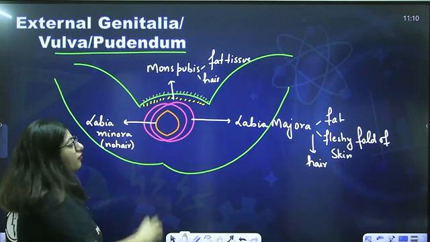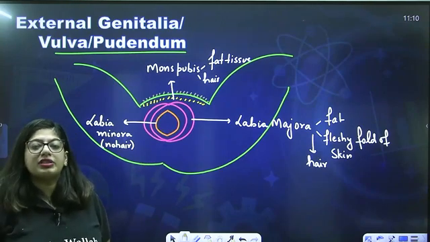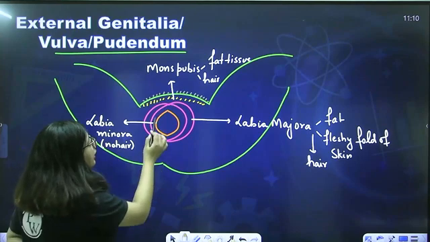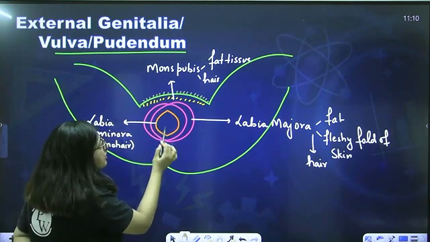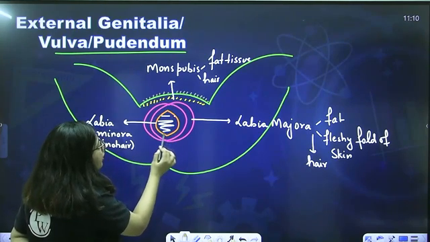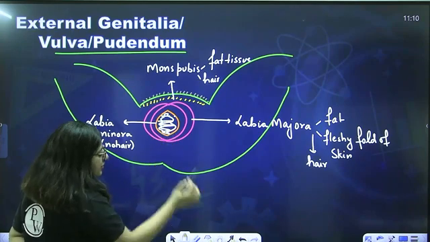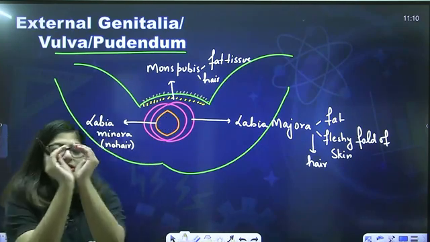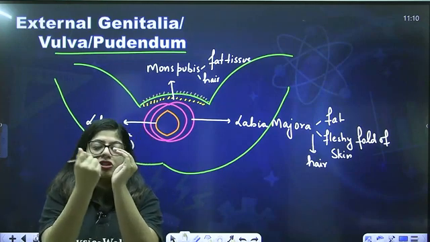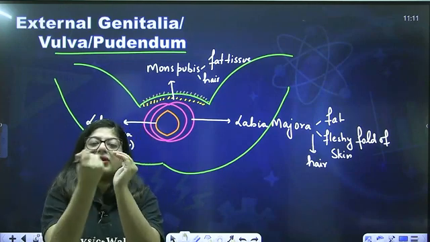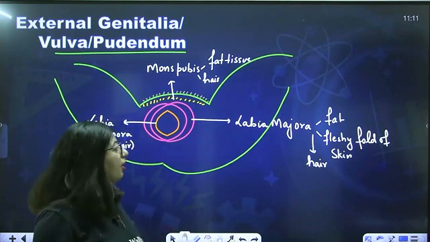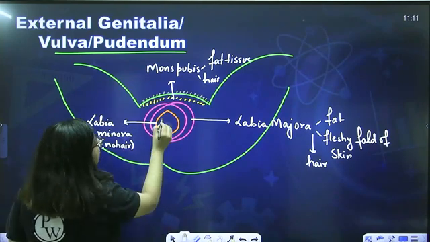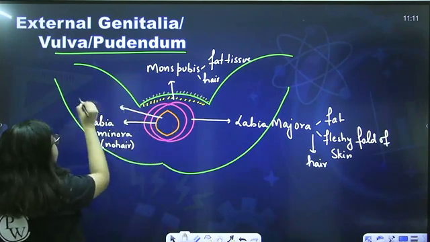Now inside of this labia minora, this entire area which is present here, is known as vestibule. What do you call it? Vestibule. So for example, these are the labia minora, and whatever area is present inside labia minora, you call it vestibule.